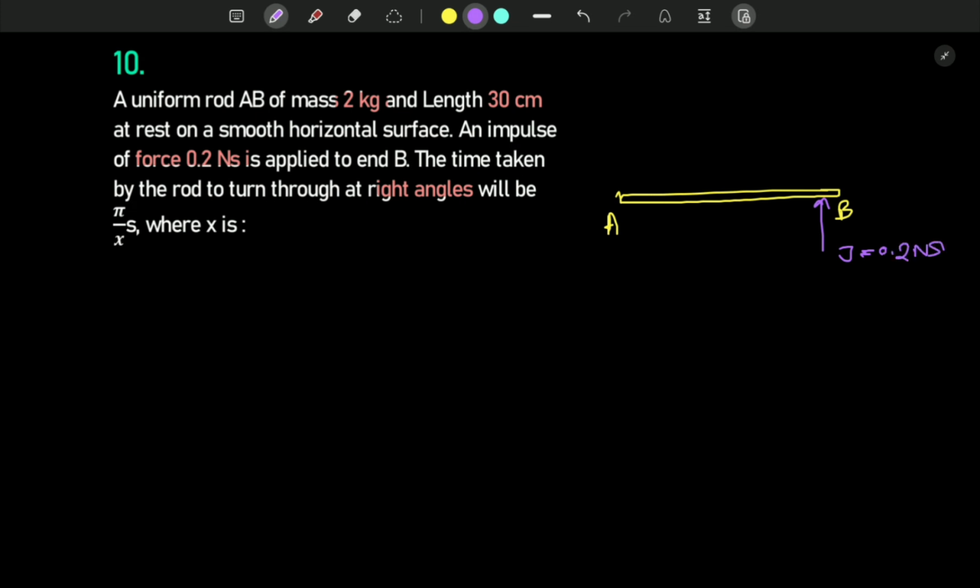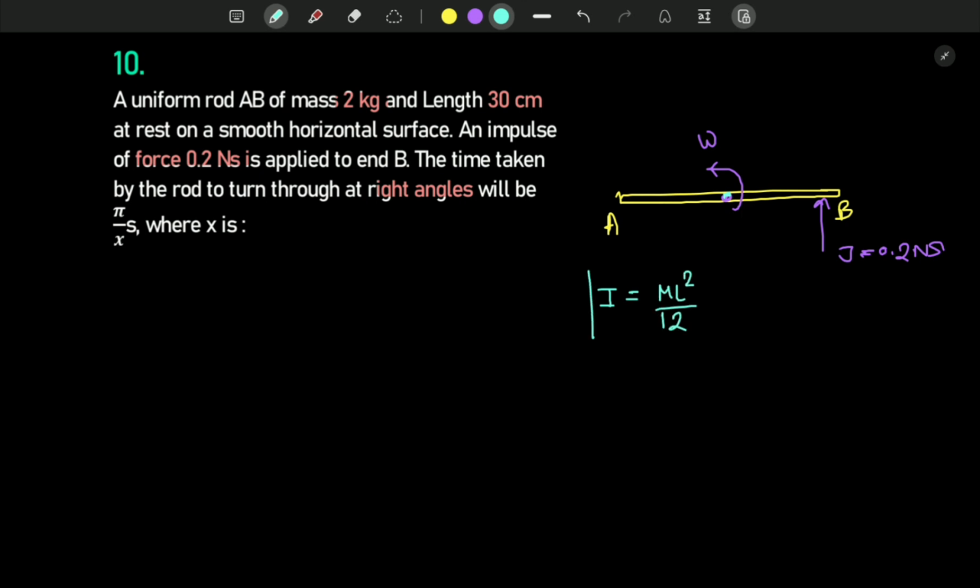The time taken by the rod. Okay. Now after applying the impulse, this rod will definitely rotate with some omega in this fashion. And also we know that at the geometric center, the moment of inertia I equals ml square by 12.